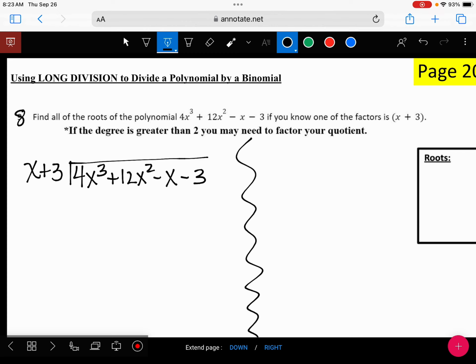So we always start by dividing our first terms. Take 4x cubed and divide that by x. There's an invisible 1 in front of the x. So you're taking 4 divided by 1 and you're subtracting your exponents. So that would be 4x squared. Put that on the roof.